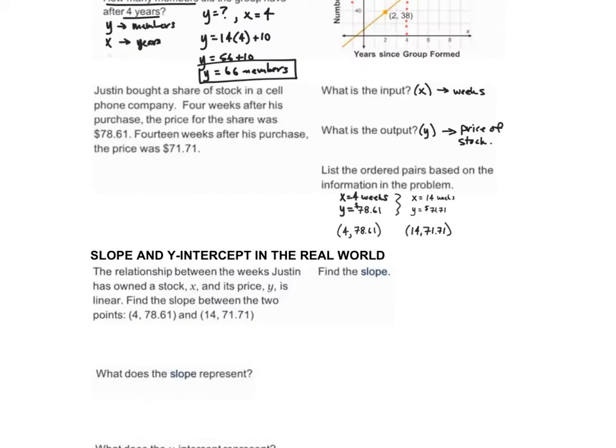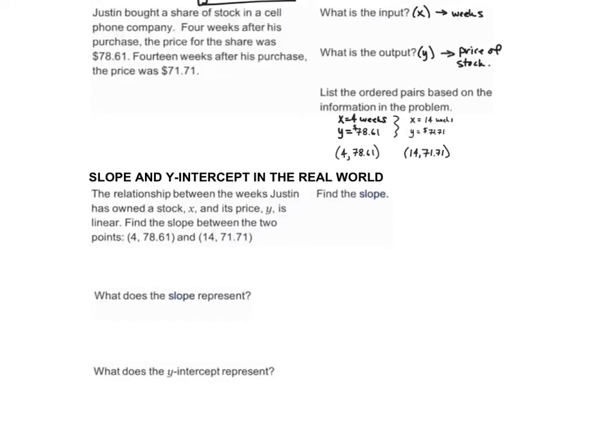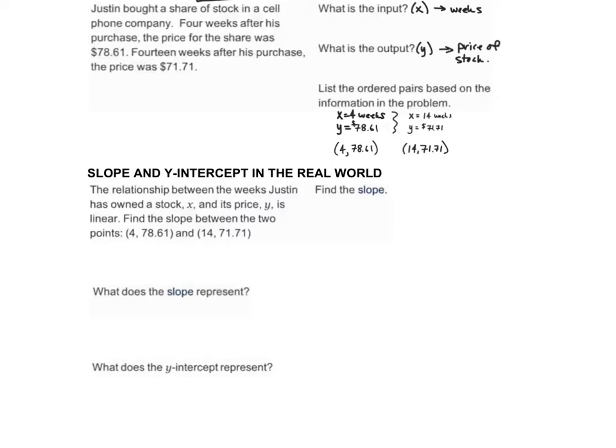Okay. All right, so now on the last question, it wants us to take this information. We took all that and we generated the points (4, 78.61) and (14, 71.71). What we want to do is first calculate the slope between those two points. What does the slope represent? Let's calculate the y-intercept, and then what does that represent?